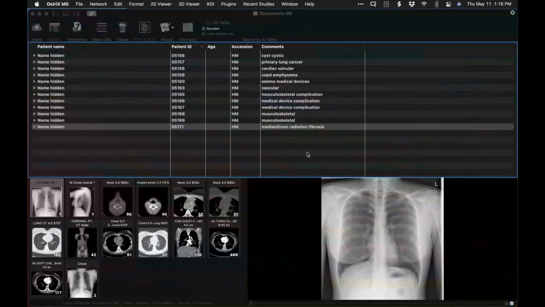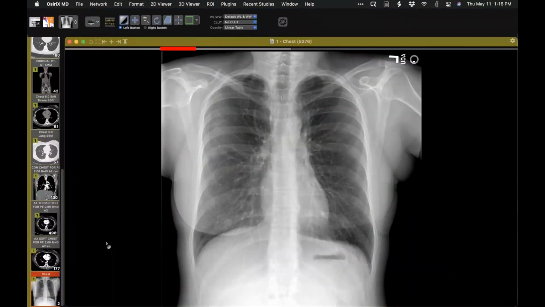Do you see my database okay? Yes, we do. Okay, and now when I go to the 2D window, see that? Yes. Good. Okay, so this is just a fun anatomy case, if you will.